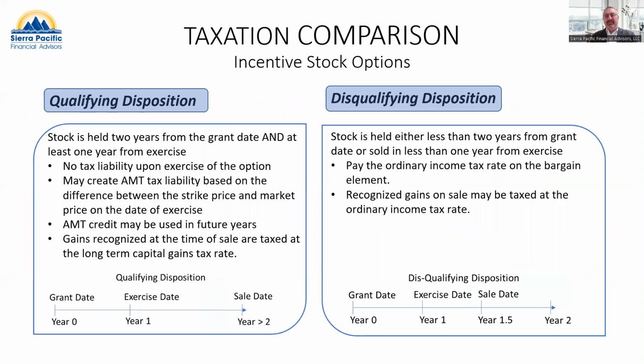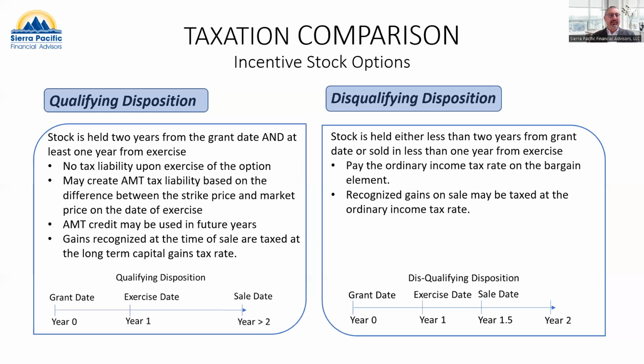Taxation for incentive stock options. Now, this is the one that trips everybody up because there are a lot of moving parts here, but I think we'll try to demystify this a little bit. When we talk about taxation for incentive stock options, we have two types of disposition, a qualifying disposition and a disqualifying disposition. Where you want to be is the qualifying disposition because that's the one that gives you the favorable tax treatment. For a qualifying disposition, two things have to be true.